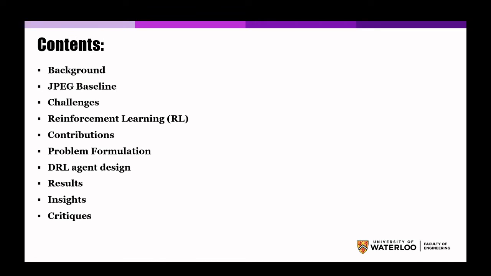The table of contents of this presentation will include background, where I will talk a little bit about the JPEG baseline, then the challenges of this research, and then I will talk briefly about reinforcement learning and the contributions of this paper, and the problem formulation, and then the DRL agent design, and the results and insights about their design, and then some critiques.